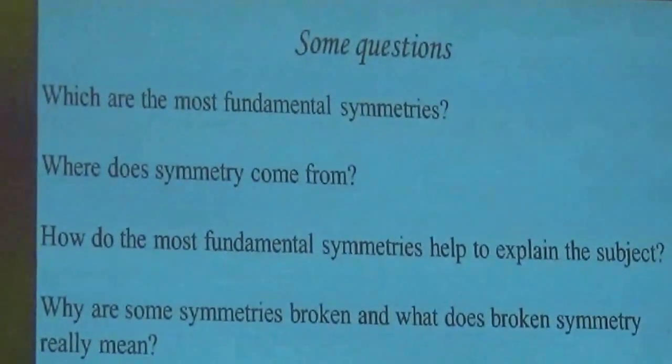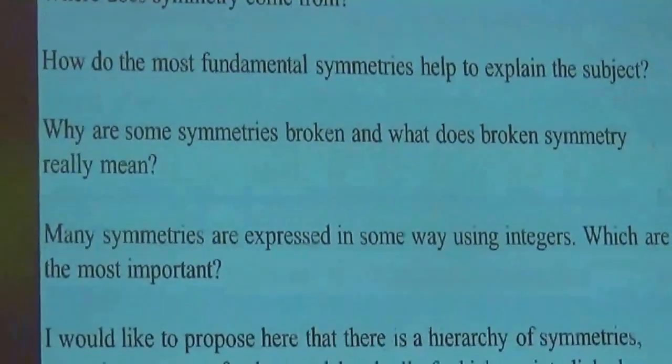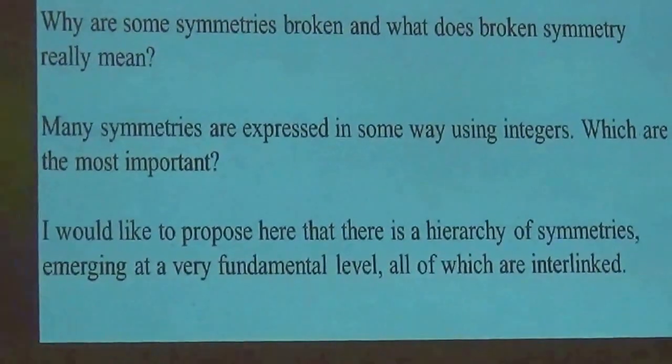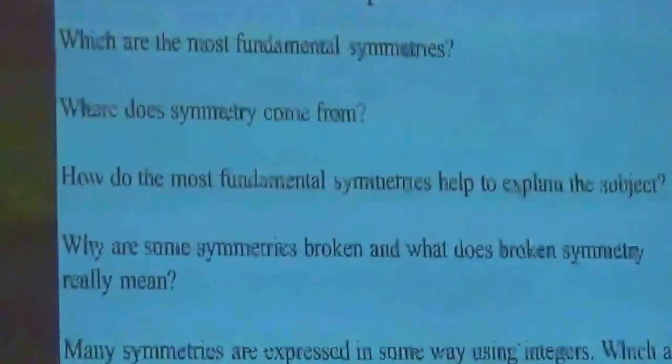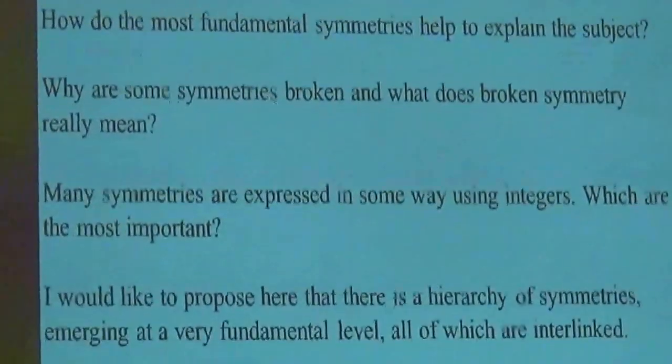So which are the most fundamental, and where does any of it come from at all? And how do these symmetries help us to understand them? Also, why are some broken, and what do we mean by that? We talk about symmetries SU3, SU2, U1. We use integers to represent these symmetries. Which are the most important integers? So I'm going to propose there's a hierarchy of symmetries, emerging at a very fundamental level, each of which is interlinked with all the others. And I want to show those interlinkings and why they're connected.